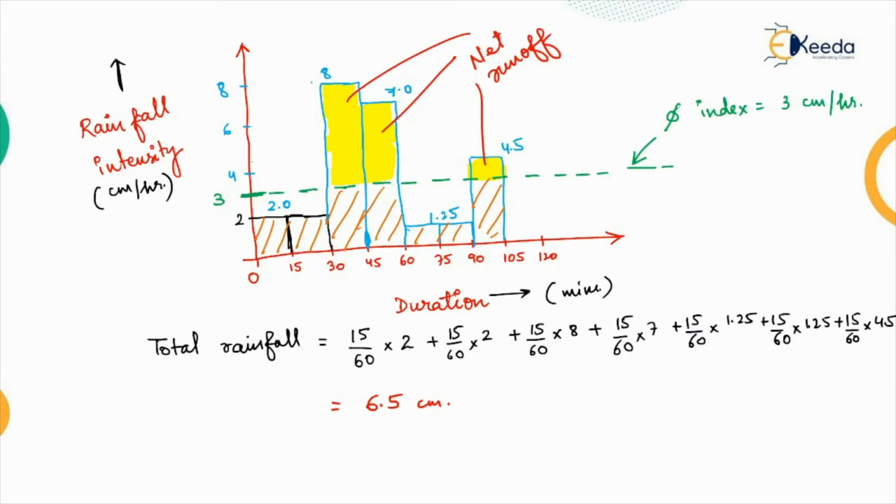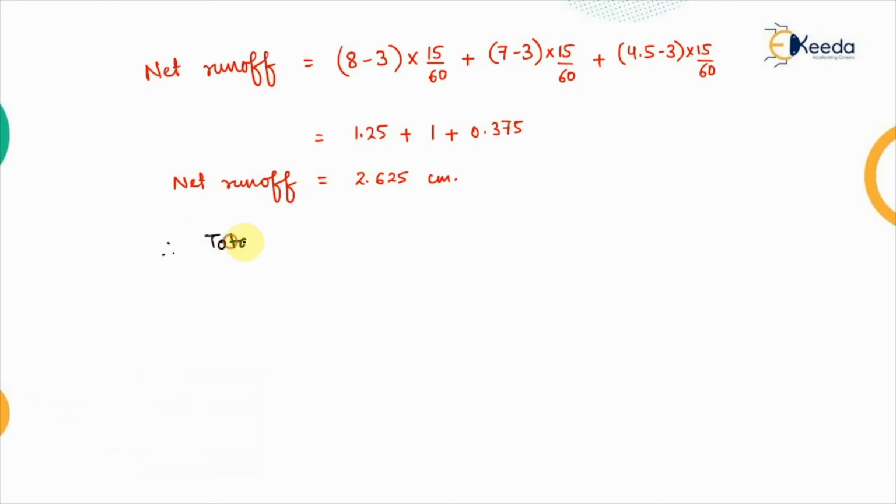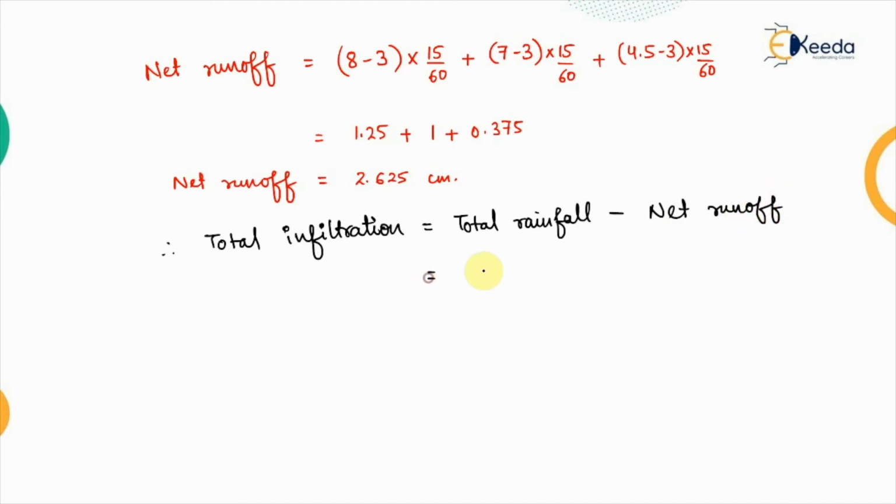So to calculate the total infiltration, the total infiltration will be equal to the total rainfall that we have received minus the net runoff, because only that portion will be infiltrated. So the total rainfall that we have received in this duration, that is 6.5, minus the net runoff, 2.625. So the value that we are getting is equal to 3.875 centimeter. That is the total infiltration.